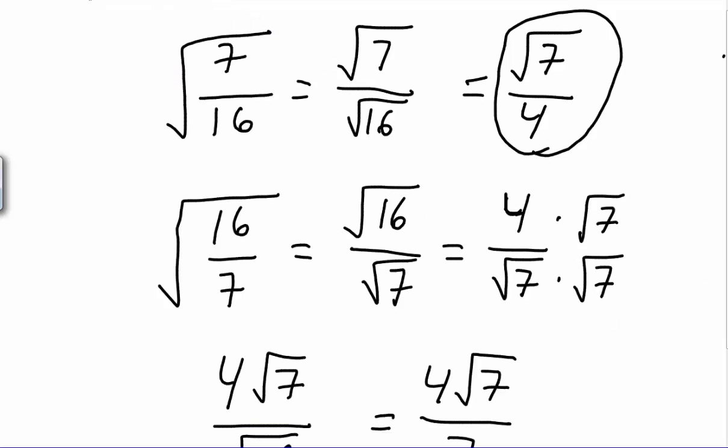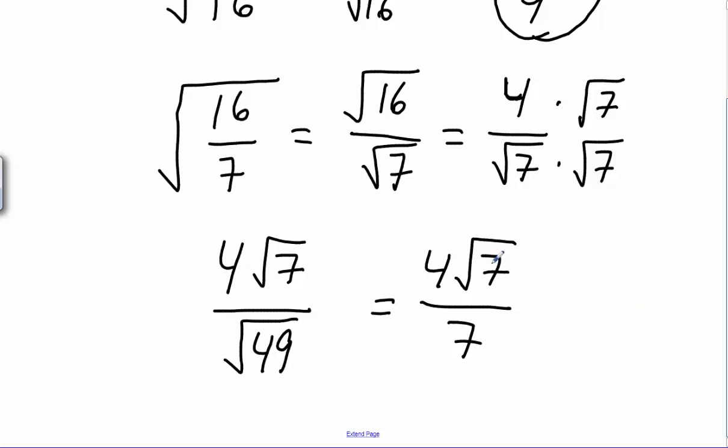Sorry. Our final answer would be 4 square root of 7 over 7. A lot of kids tell me 7 divided by 7 is 1, which you're totally right. But this isn't 7. This is the square root of 7. So we can't cancel anything. And that's your final answer. Okay? So on to the next one.